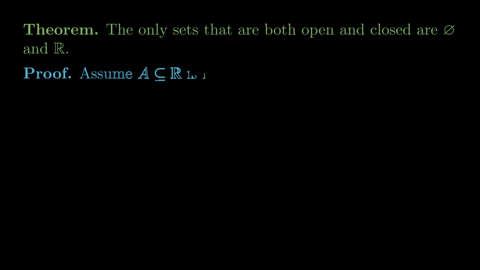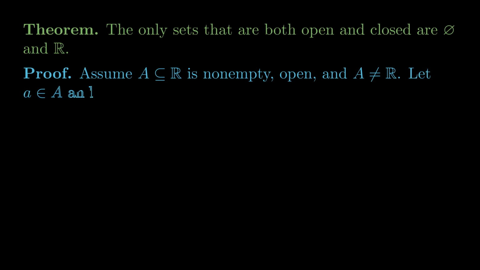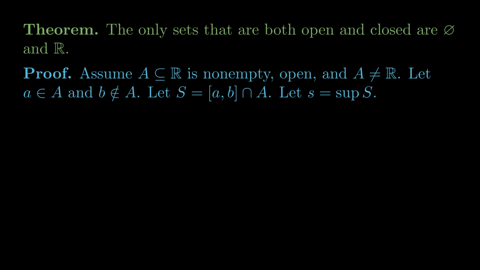Let's assume that A is a non-empty open set that's also not equal to the reals. We'll then prove that A can't be closed. Let a be an element of A, and b be a real number not in A. Let S be the intersection of the closed interval [a, b] with the set A. And then let little s be the supremum of S.